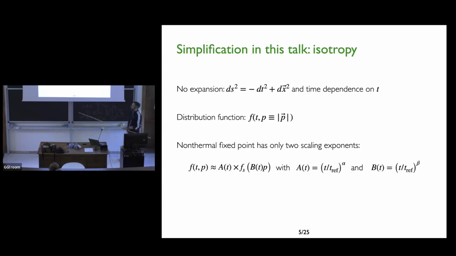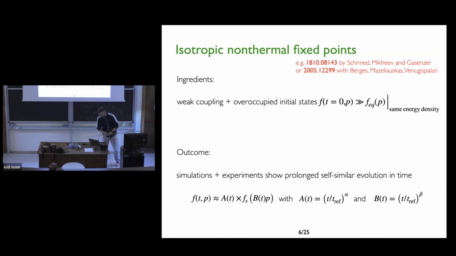manifesting themselves as a dependence on Minkowski space time, not the proper time of Bjorken flow, but just the Minkowski lab frame time. The distribution functions that I will be analyzing in the rest of the talk are isotropic, so they are just functions of time and the magnitude of particle momentum. In this situation, the non-thermal fixed point has only 2 scaling exponents: one associated with an overall amplitude, and one associated with the momentum argument of the distribution function. So that's a simplification, because we go from 3 scaling exponents to 2. And for simulations, we don't have to treat a distribution function that at each time step is a function of 2 momenta; it's a function of 1 momentum variable. It's simpler.